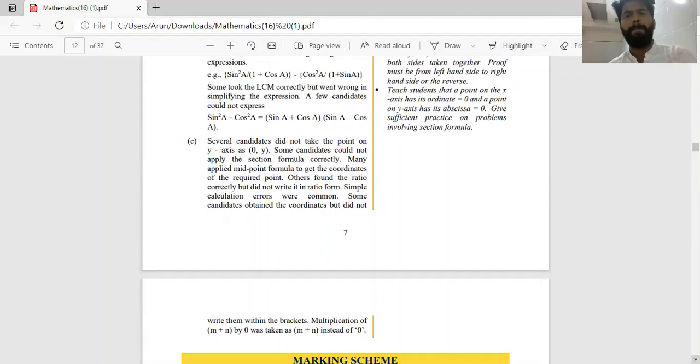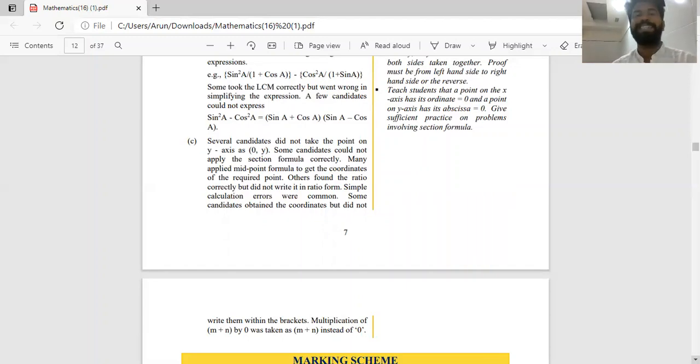So these are a few basic mistakes that many students make. You have to know when to apply the section formula and when to apply the midpoint formula. You have to learn the section formula first thoroughly. Then if you have to take a point on the y-axis, you must remember it is going to be (0, y), whereas if a point is on the x-axis, its y coordinate is going to be 0, so you have to take that as (x, 0).